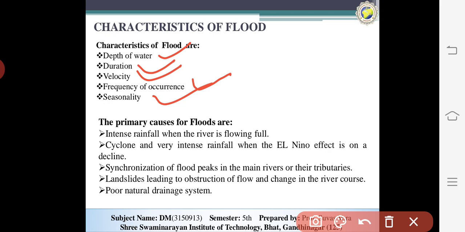Now, what are the primary causes of floods? Intense rainfall when the river is flowing full, then cyclones and very intensive rainfall, then synchronization of the flood peak and the main river, then landsliding leading to obstruction of the flow and a change in the river courses, and the poor natural drainage system. So these were the primary causes of floods.